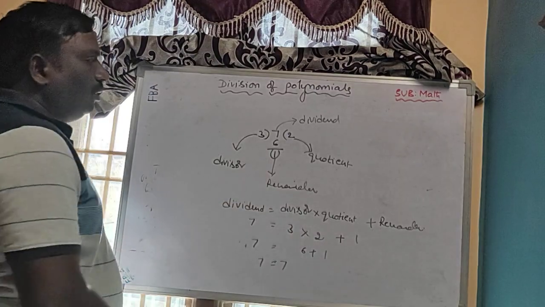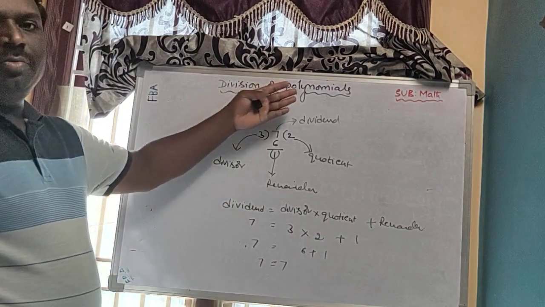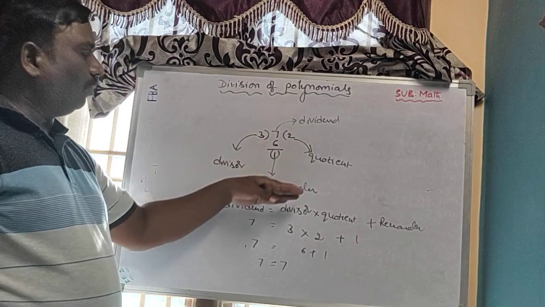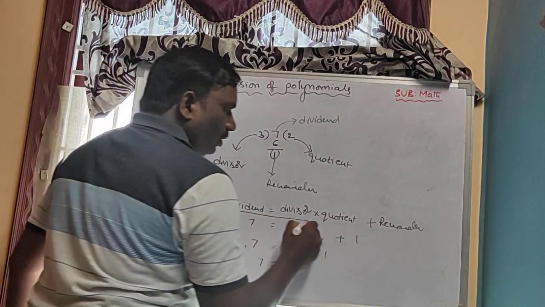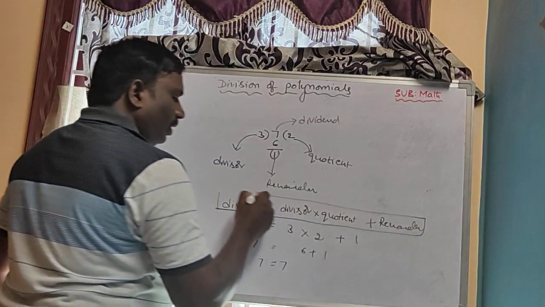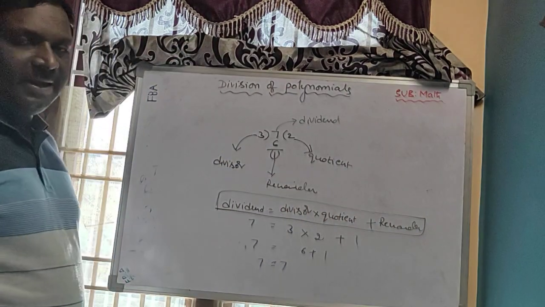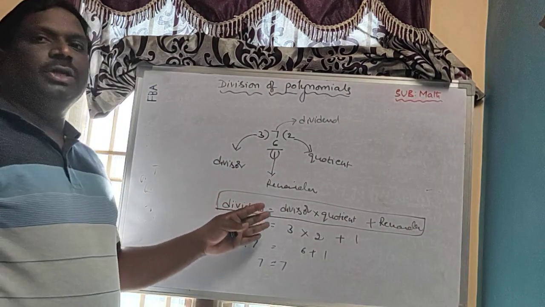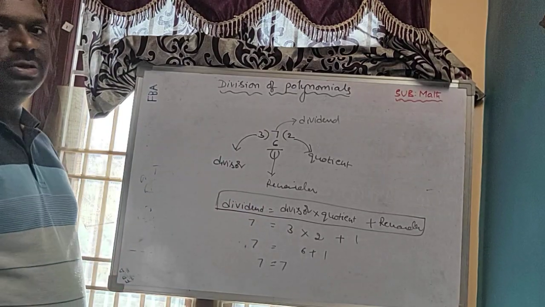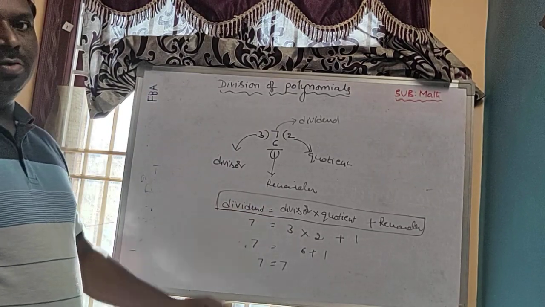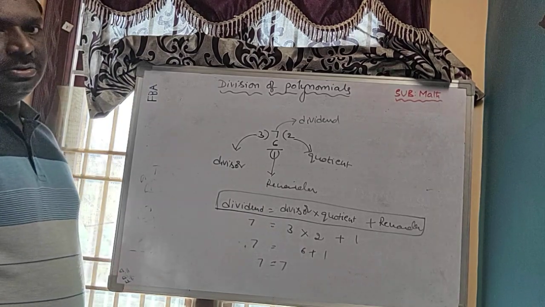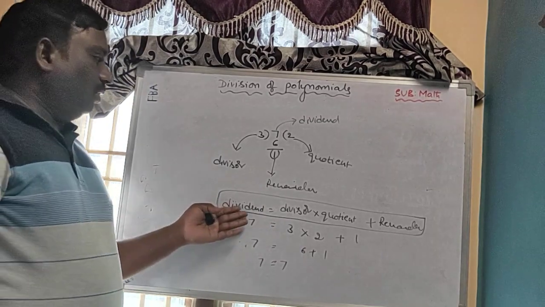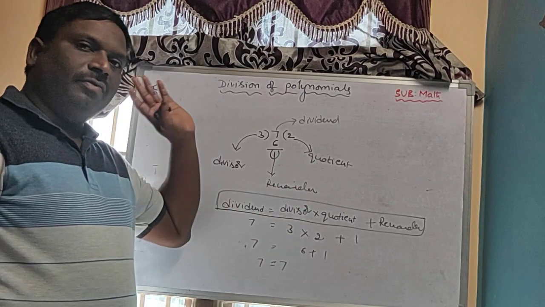Okay, so how to do the division for polynomials? The same rule we can apply in polynomials also. This division rule we have already learned in the first chapter, that is real numbers. This is called Euclid's division lemma, that is a equal to bq plus r, where 0 less than or equal to r less than b. So this is called Euclid's division lemma in the first chapter.